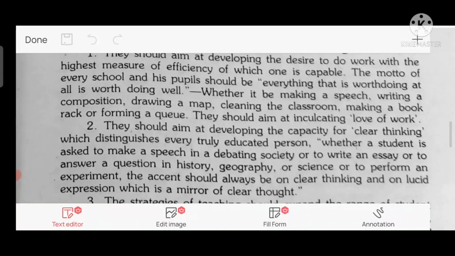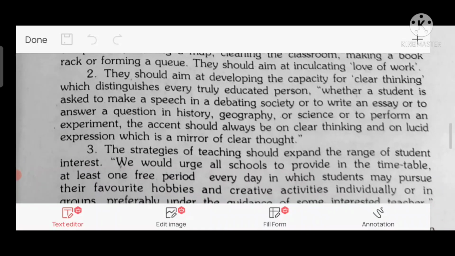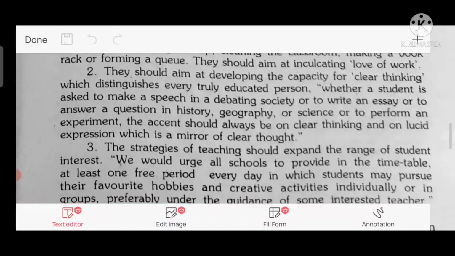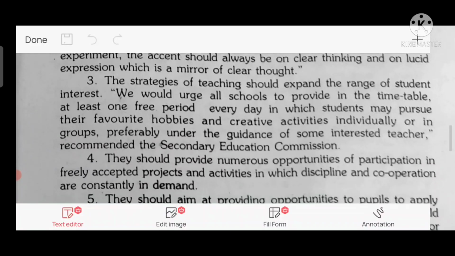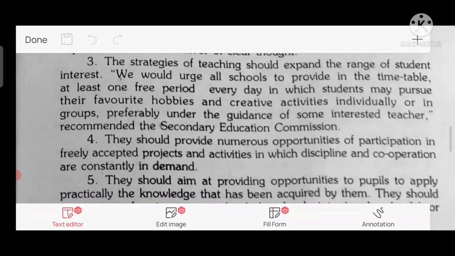Whether it be making a speech, writing a composition, drawing a map, cleaning the classroom, making a book rack or forming a queue, they should aim at inculcating love of work. Point number 2, they should aim at developing the capacity for clear thinking. Point number 3, the strategies of teaching should expand the range of student interest.